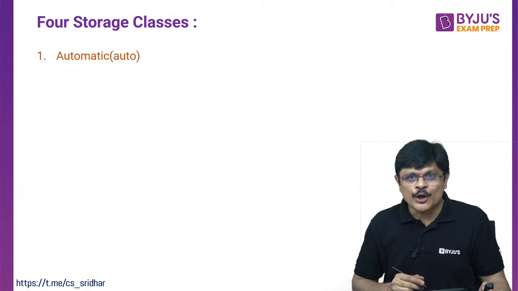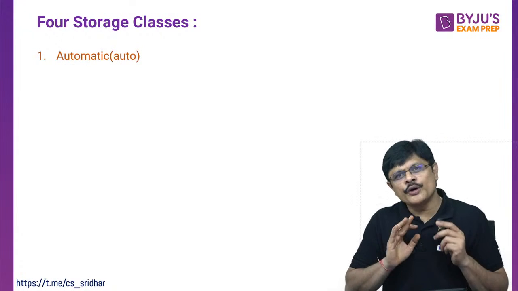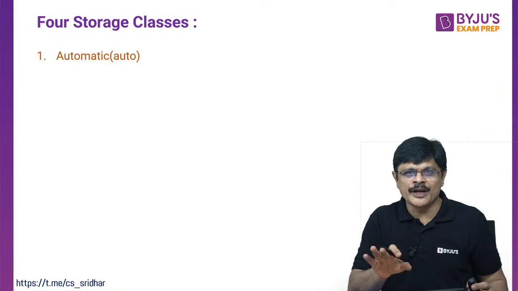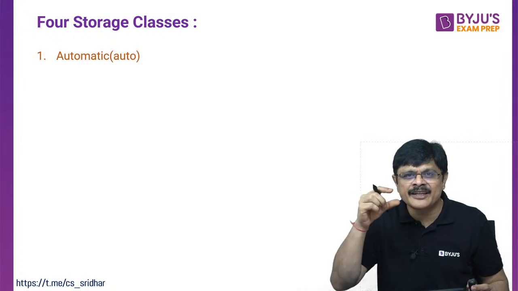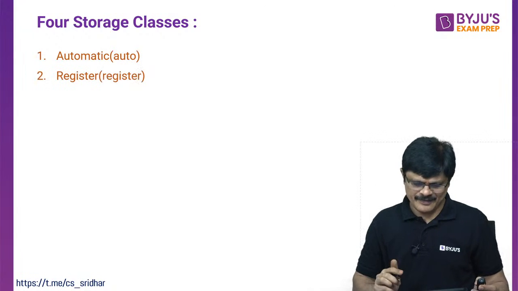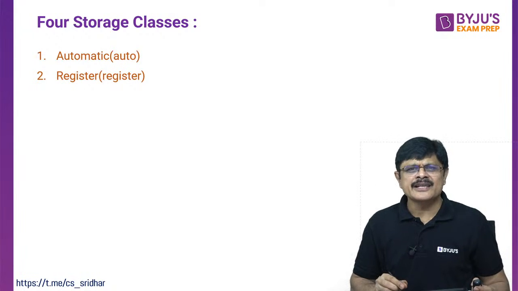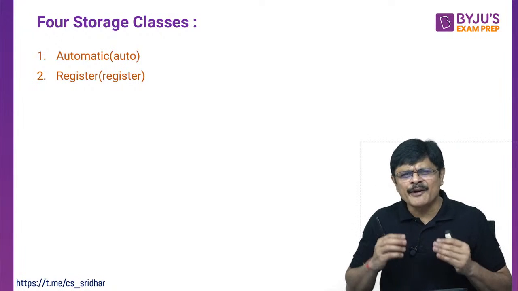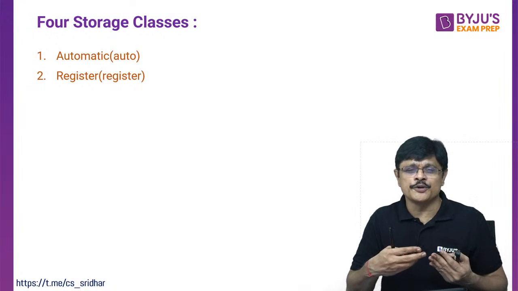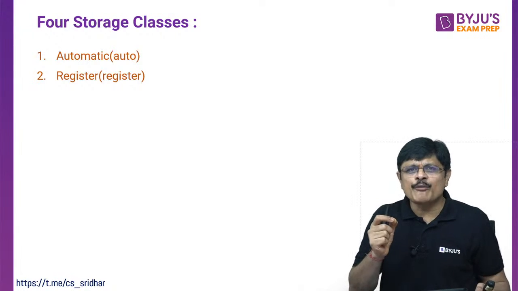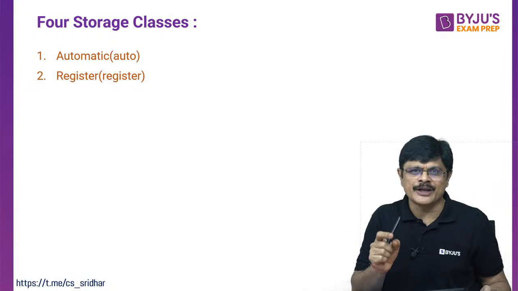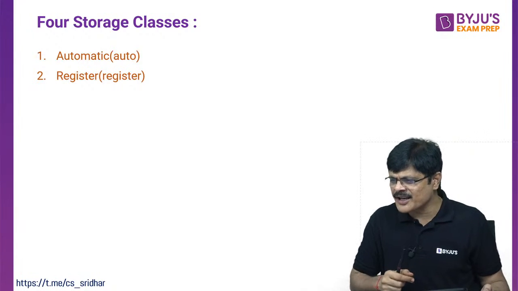The first one is automatic. By default, if you don't give any storage class, any variable is an auto variable. Any variable which is defined within a block or a function is an automatic variable, my dear friends. Register variable. Sometimes some variables are used very often, so generally you want to store them in registers forcefully. So that is a register variable, my dear friends.